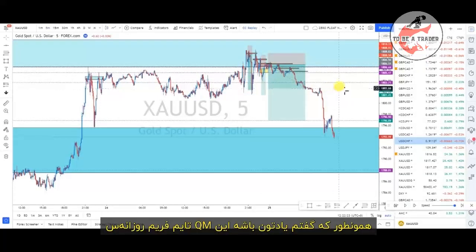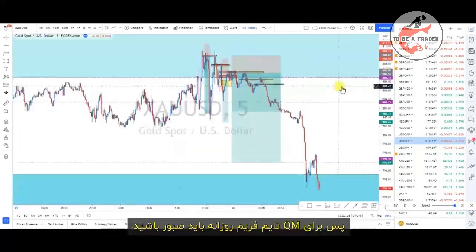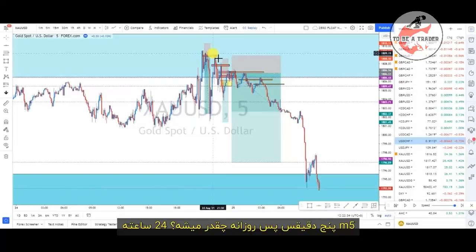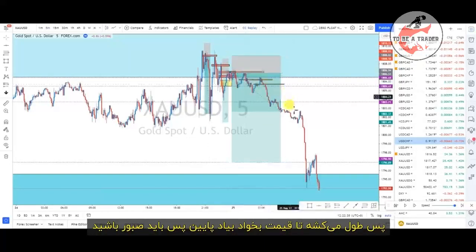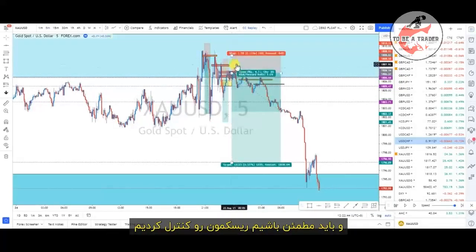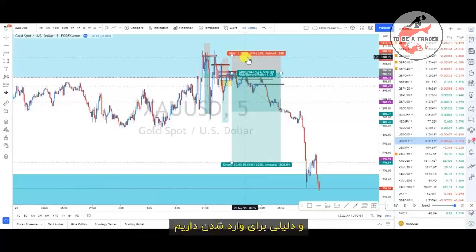Like I said, guys, remember this is a daily QM time frame. So for the daily QM time frame, you have to be patient as we look at M1. So M1 is 1 minute, M5 is 5 minutes. So daily is how many? 24 hours, guys. So your price will take some time before it really wants to go down. So you have to be patient. The most important part is that we enter at the correct area, the correct zone. Okay, and then make sure we control our risk. We have the reason why we enter, control our risk, do not be overconfident.